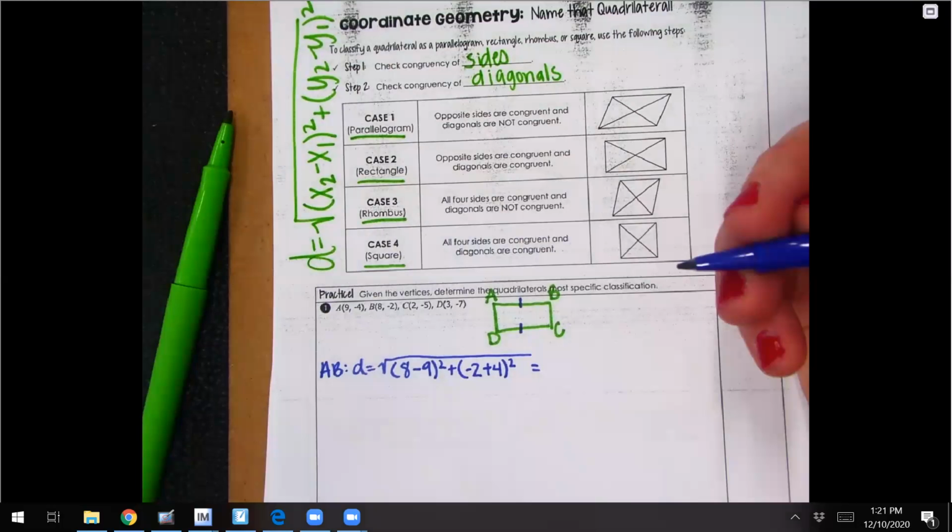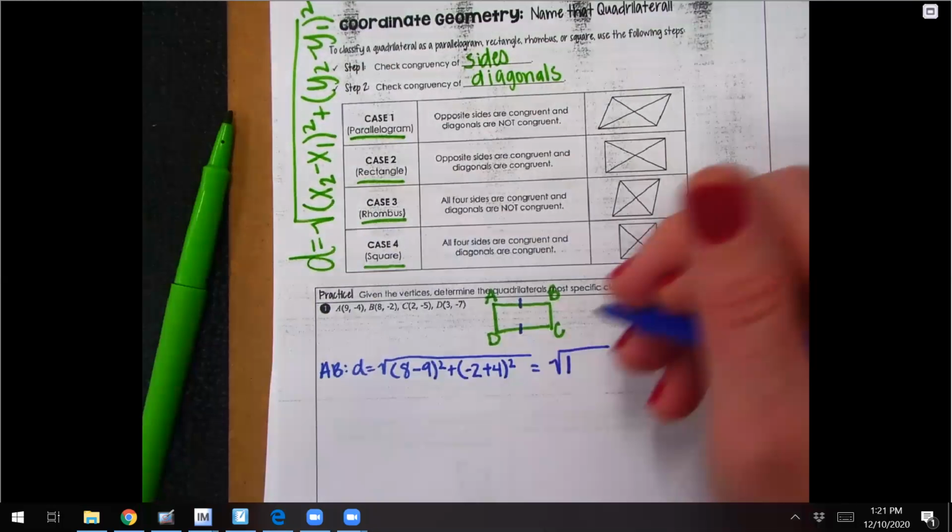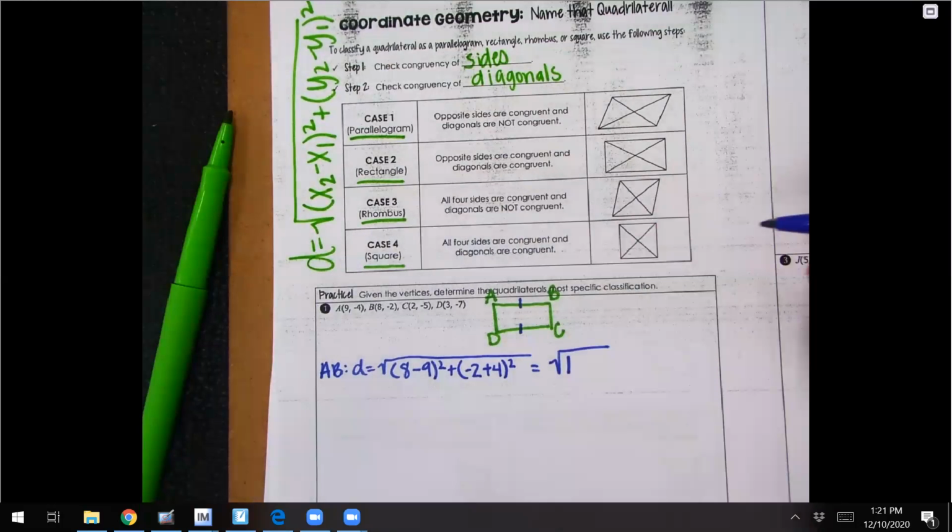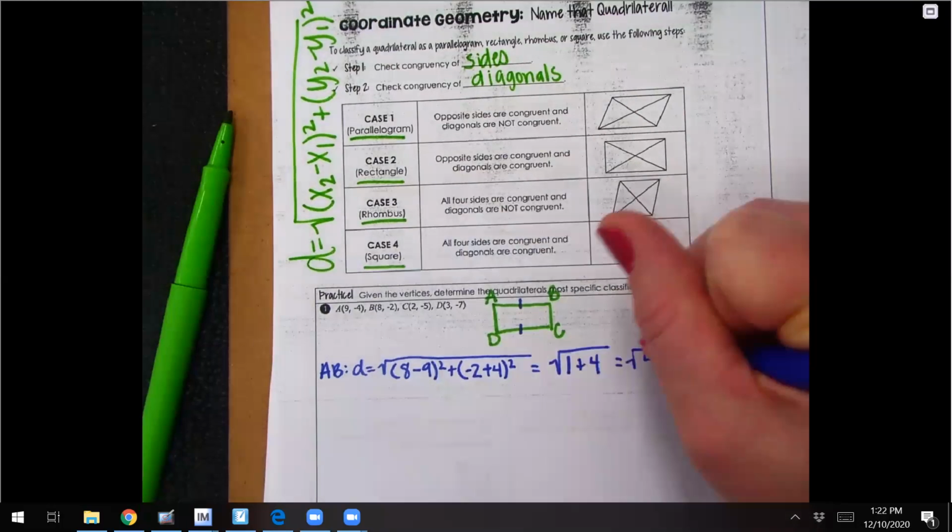What's negative 2 plus 4? 2 squared is 4. 1 plus 4. Now we can leave it as the square root of 5. We don't have to go further into the decimal, we can compare the square roots. Now I'm going to compare that to CD.